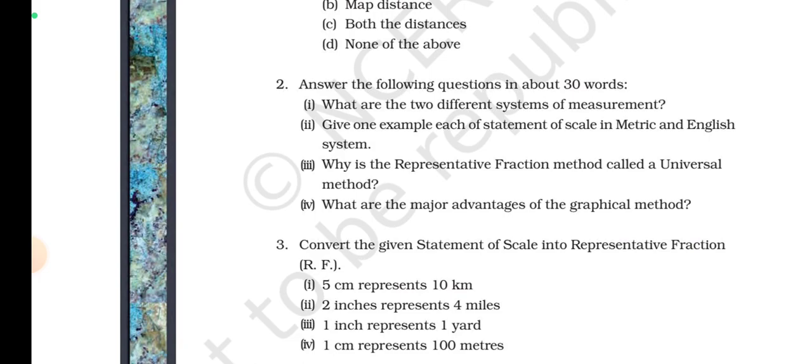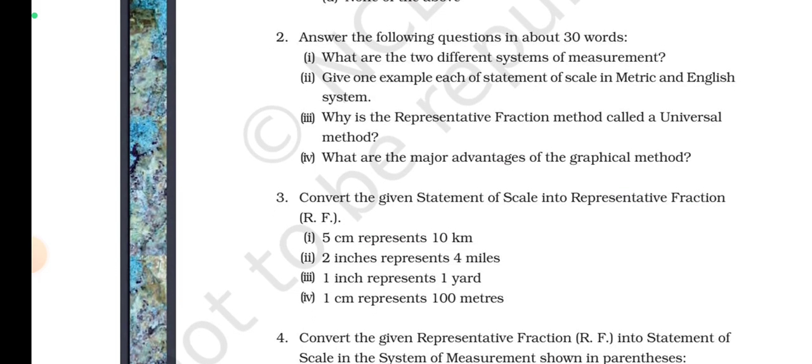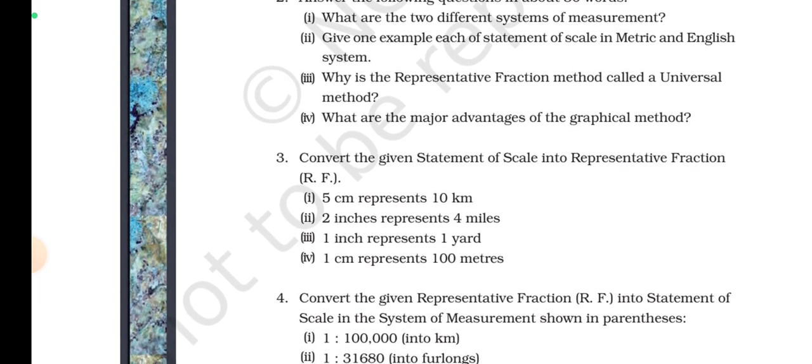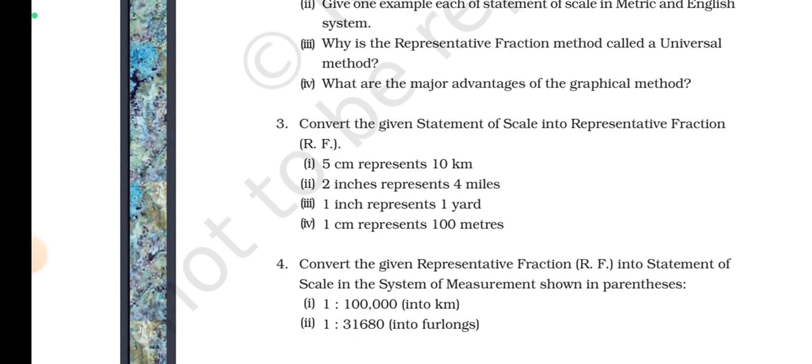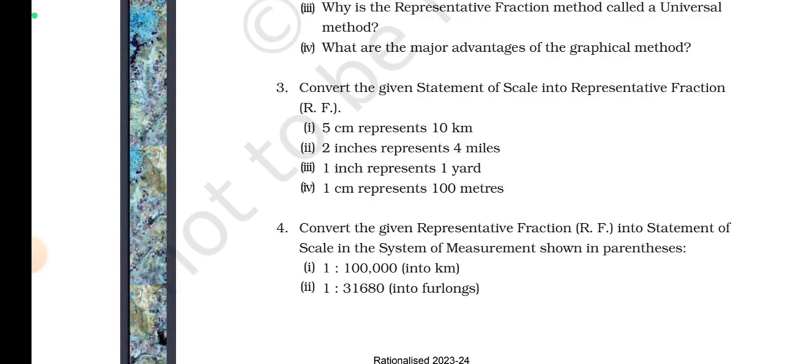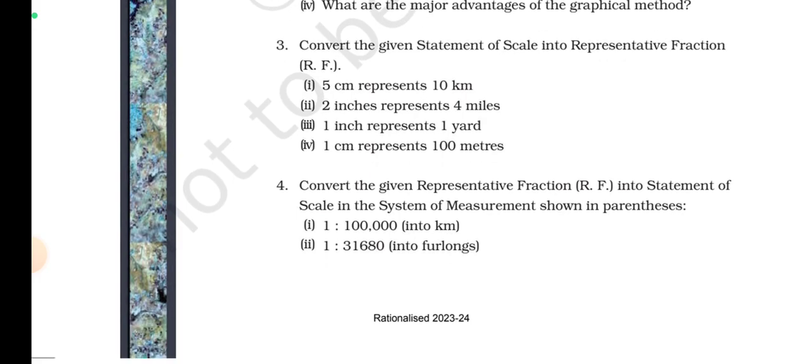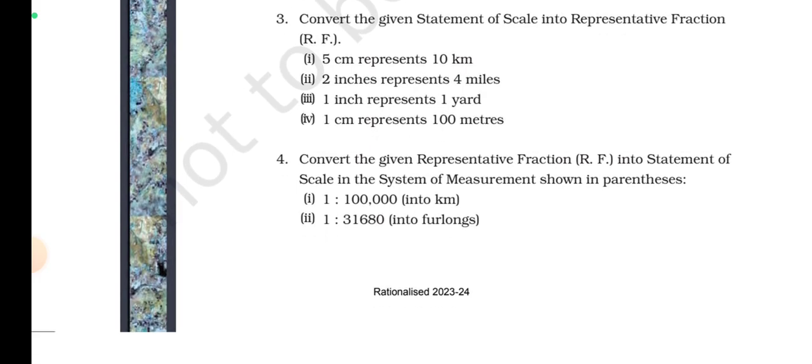Then answer the following questions in about 30 words. What are the two different systems of measurement? Give one example each of statement of scale in the metric and English systems. Why is the representative fraction method called the universal method? What are the major advantages of the graphical method? Convert the given statement of scale into representative fraction.